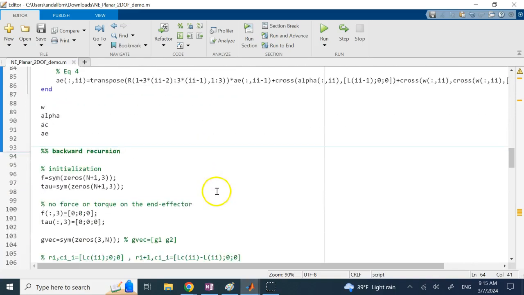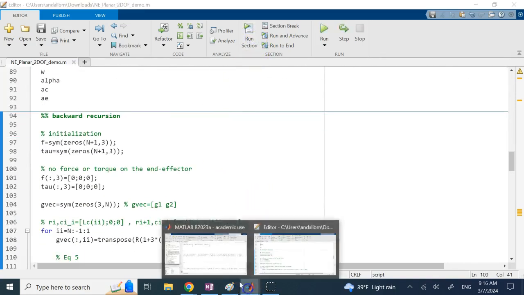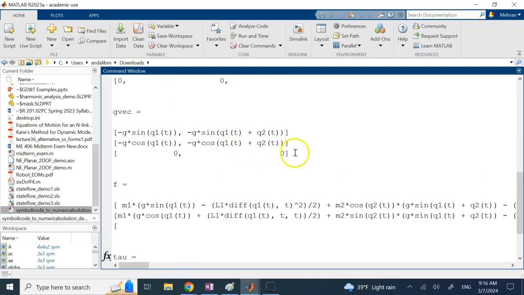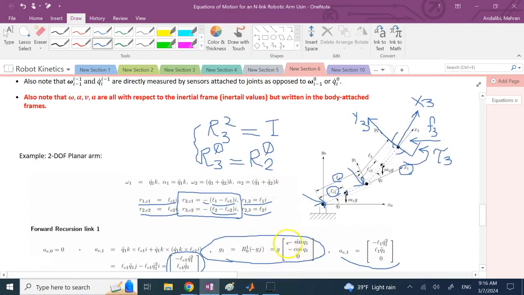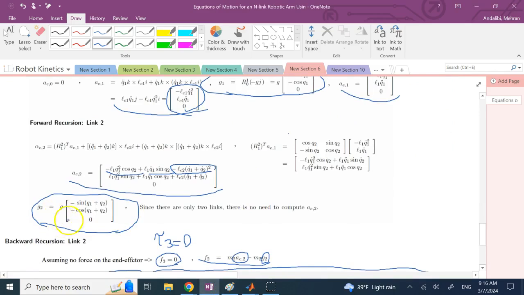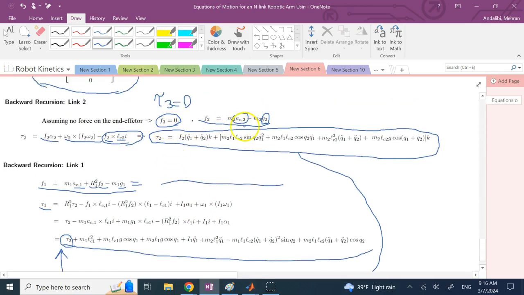Then I go and do my backward recursion, and that is going to give me all the F's and the taus. Here we go. These are the G vectors. Clearly, you can see that, right? This is G1, the first column, and this is G2 that I had in my notes. Look at them here. That is G1. This is G2. And then the F's and the taus, right? Those big terms that we have for F2 and tau2, all of them are here.